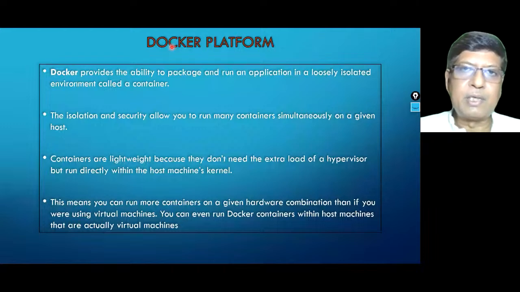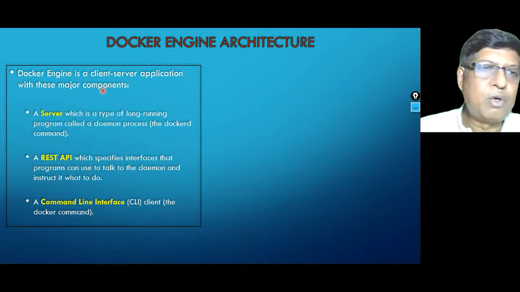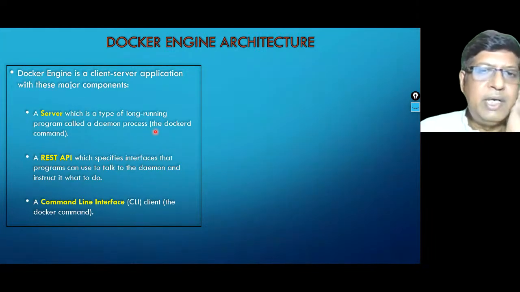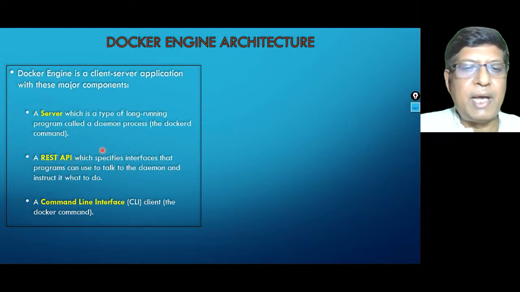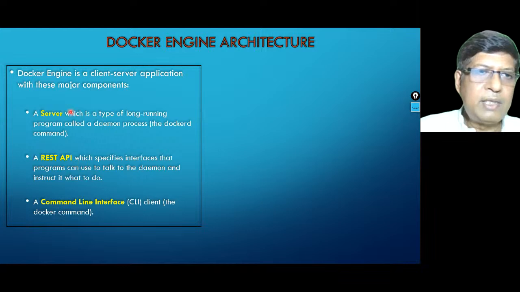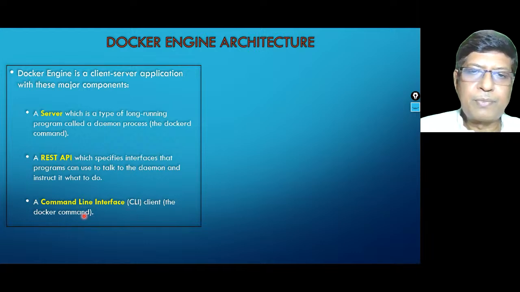The Docker engine architecture consists of 3 parts. The major components are one, the Docker server, which we call Docker D, the Docker daemon, or Docker engine. Then the REST API between the client, which is the CLI, and the server. So when you install Docker, you will install a Docker server, which is the Docker D or containerd, and the REST API will automatically be installed, and the CLI, the command line, where you issue the Docker commands.